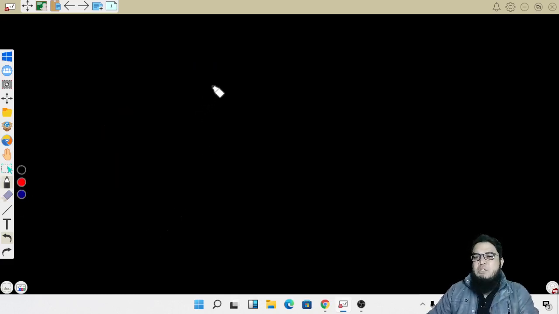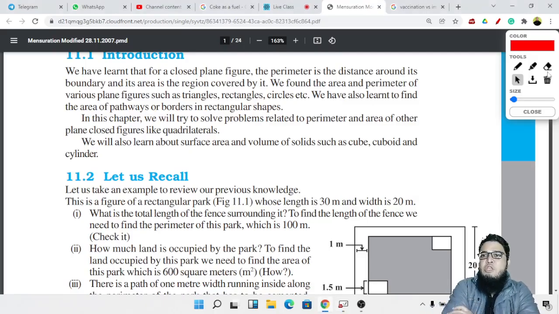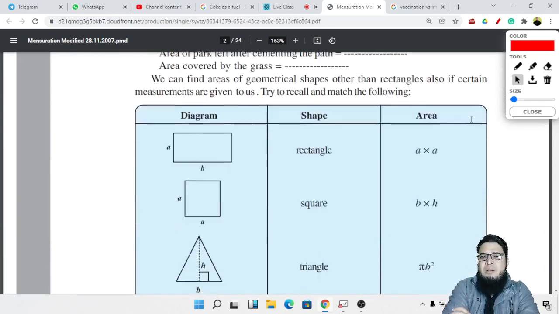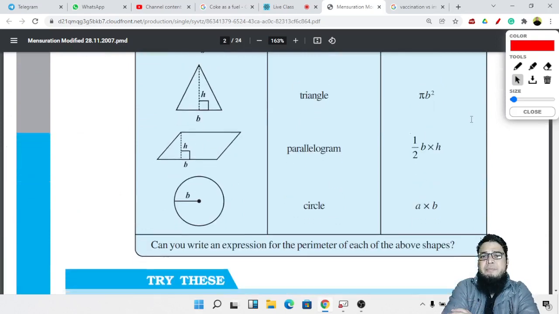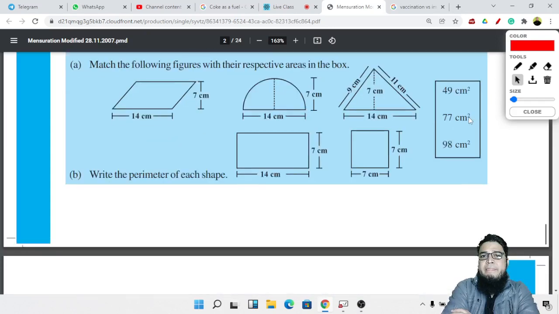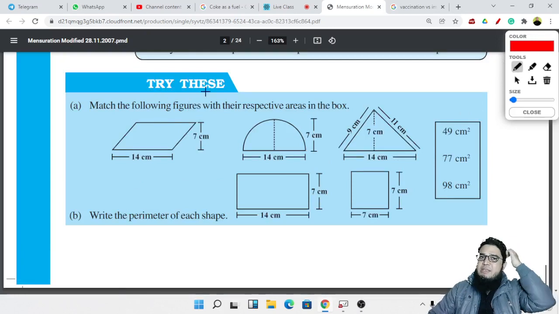Okay, so today we have discussed the plane figures, and two things we are going to witness here: one will be the area and one will be the perimeter. So we will have different types of questions to calculate the area, as it is given over here, and you can see these things are discussed.